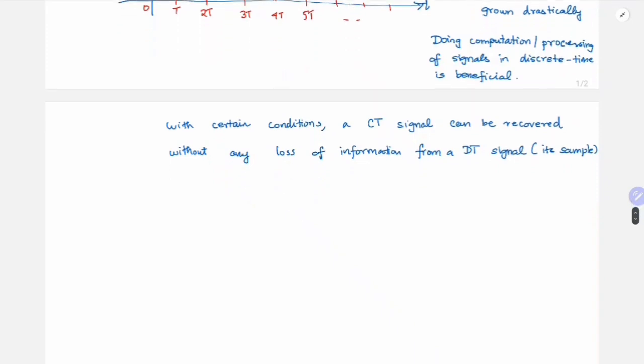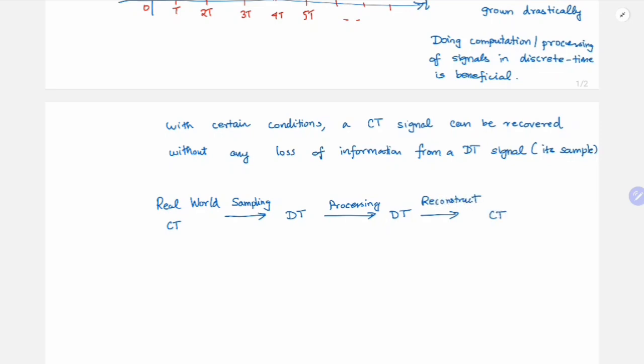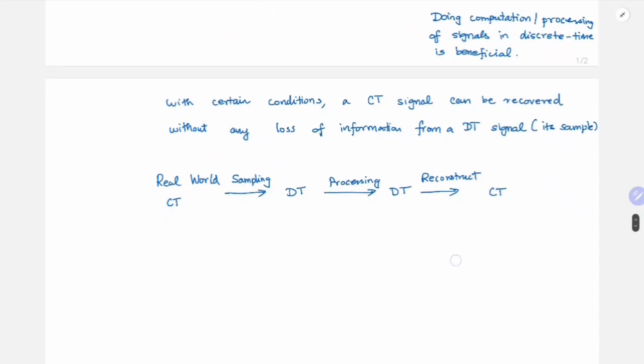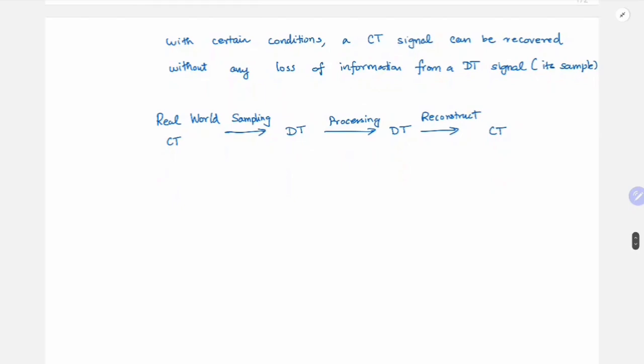And that is why usually what we do is, the real world is a continuous time signal, right? We do the sampling, convert it into discrete time, then we do the processing. This processing is done in a block, right? Computer or whatever device we use. And your output is also some other discrete time signal. And then again, you can convert it back, reconstruct it back to continuous time. So this is what is currently happening in all of the electronic devices we are using, and that is why learning this topic is very important.